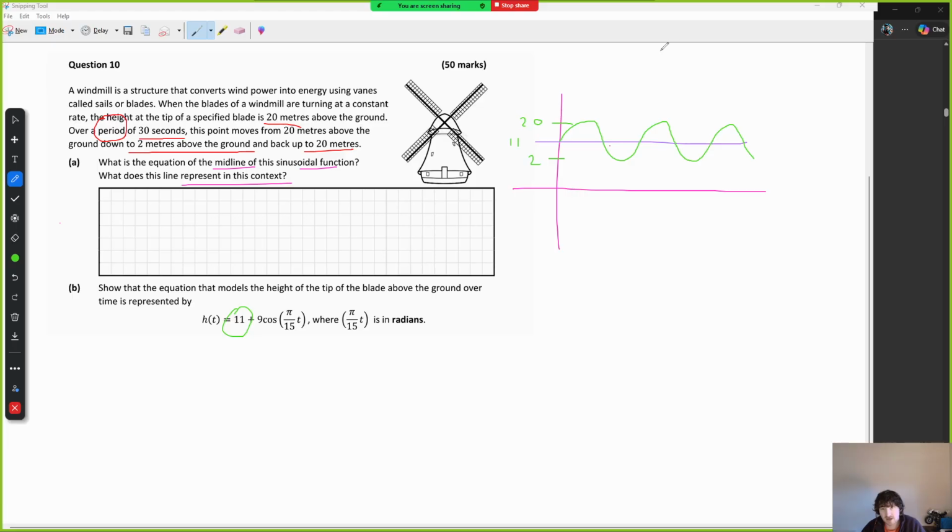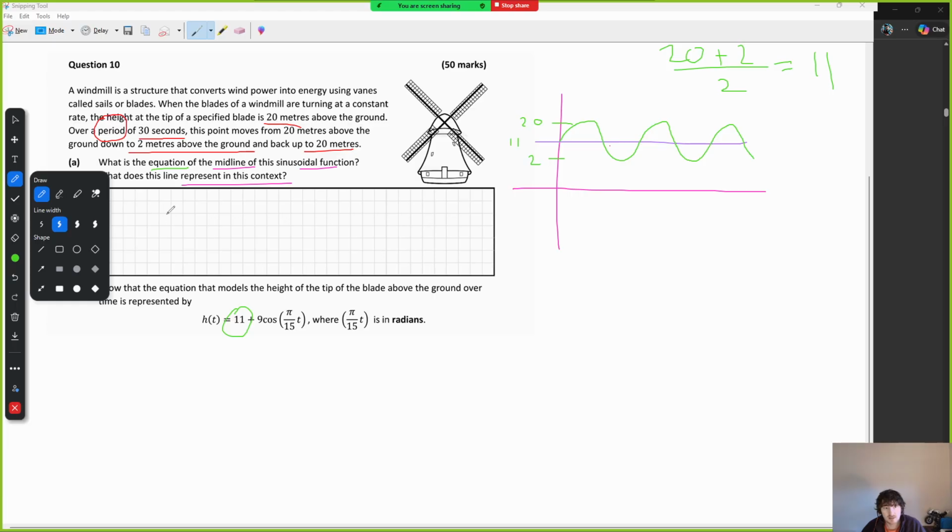But the way you do that in your calculator is you just go the max point plus the min point divided by 2. You're just working out an average. Okay, and now you wouldn't get full marks if you just wrote down 11 there. They asked for the equation, and this purple line is a horizontal line. And the way you write the equation of horizontal lines, it's just y equals whatever number it goes through. So this is going through 11, so it's just y equals 11. So you have to write the equation like that, y equals 11, to get the marks.